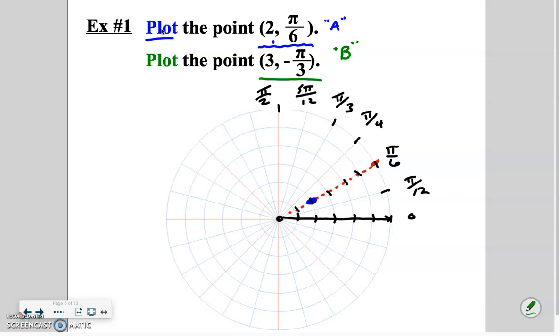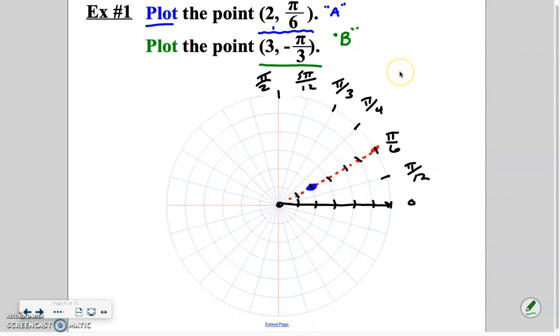All right, now, first off, what's different about this one? We have a negative angle. So we understand how this works, just like it did in the rectangular system. If you were going to rotate 30 degrees, you would start at the positive x-axis, and you'd go counterclockwise 30 degrees. If you're going to go negative 30 degrees, you just go clockwise 30 degrees. It's the same here in the polar system.